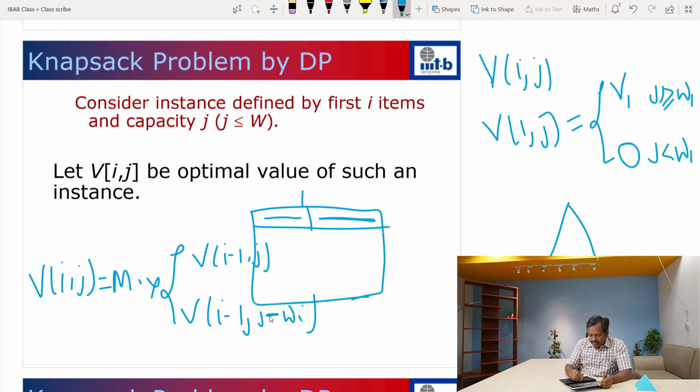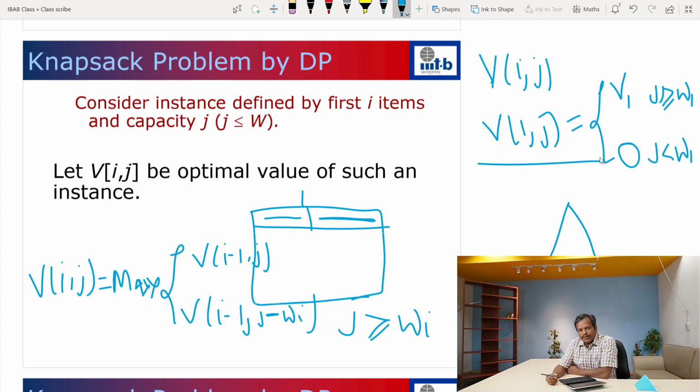But notice that this option is available to me only if my j is greater than or equal to wi, right. So if, when I consider the ith item, the size of the knapsack that I have is greater than or equal to wi, then I have the option to pick that item and put it into my knapsack. So the recursion, the way we are going to fill the table, is v of i comma j is defined as the maximum of v of i minus 1 comma j and v of i minus 1 comma j minus wi.